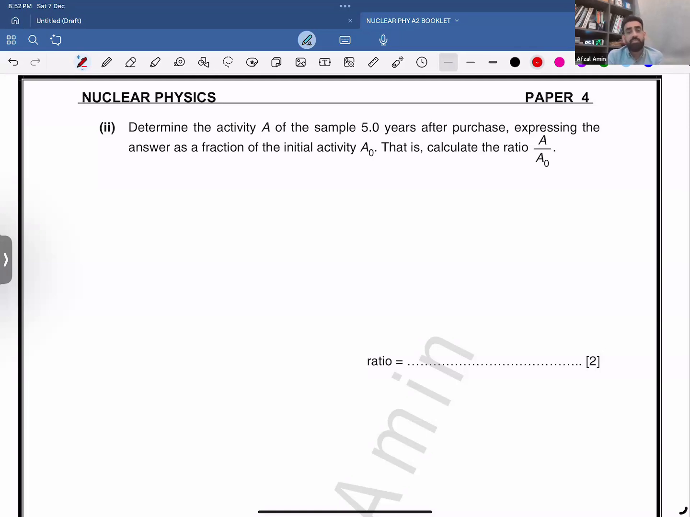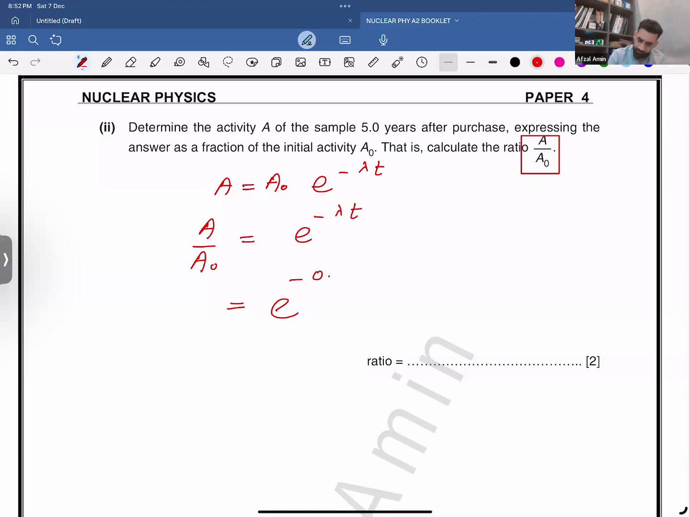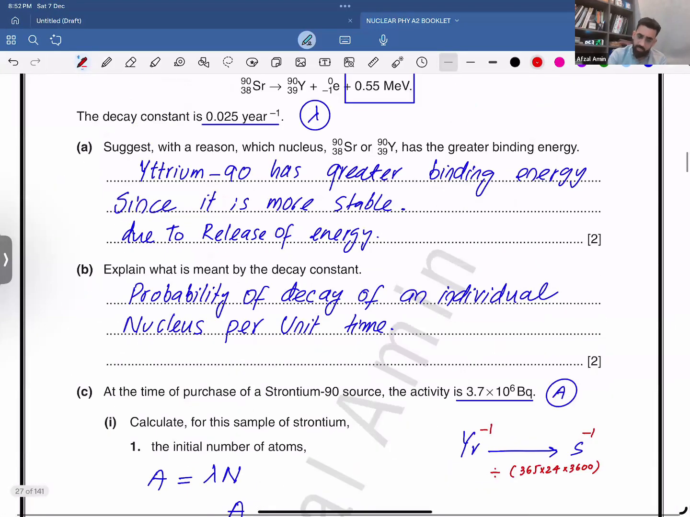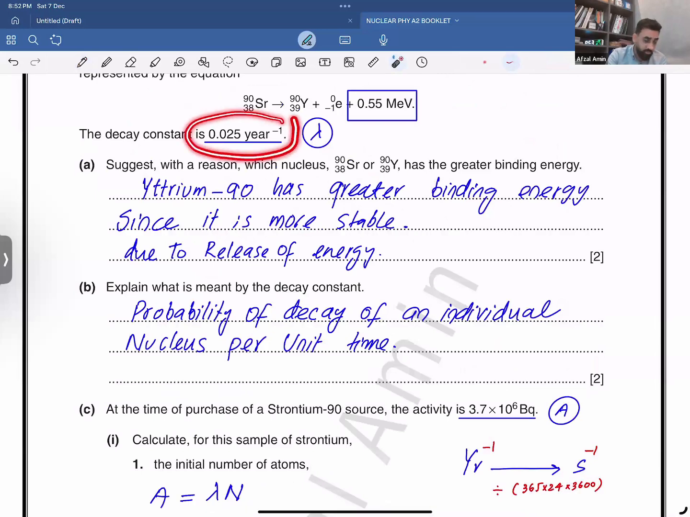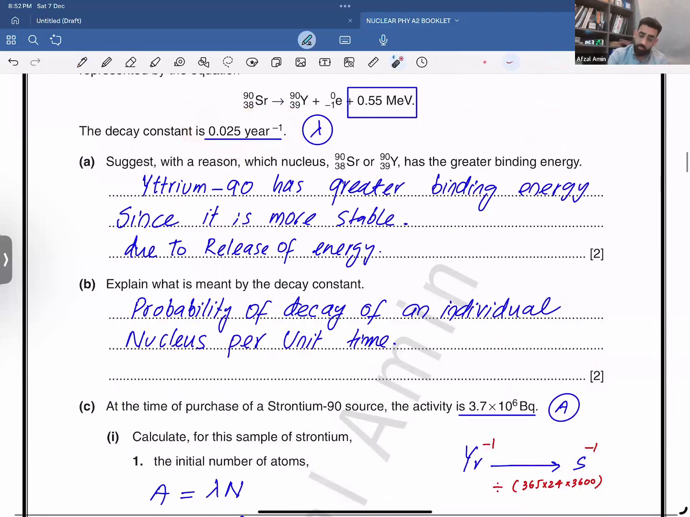Easy, my dear. Activity formula you already know. They say this is the ratio A over A naught. You know A is equals to A naught e power negative lambda t. This is so easy. So you want A over A naught. Yes? It is e power negative lambda t. Just substitute. Now, since time is years, you can use the lambda per years. So which was 0.0? The lambda, here you go, 0.025 per year. We don't need conversion.